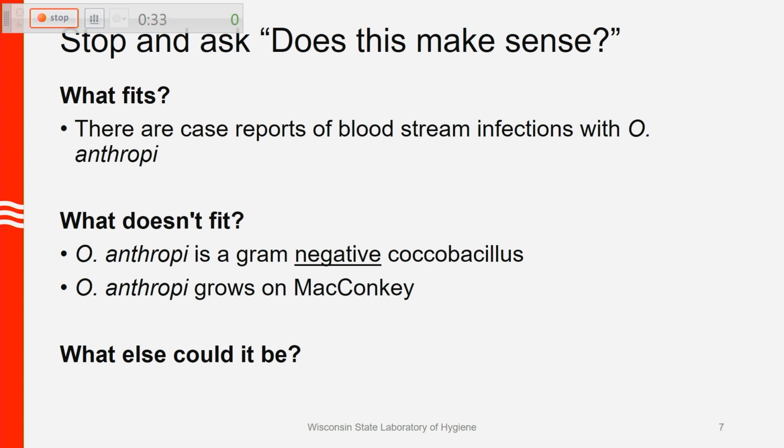What doesn't fit? Well, O. anthropi is a gram-negative coccobacillus, and the gram stain was gram-positive. And O. anthropi grows on MacConkey. There was no growth on the MacConkey plate. So what else could it be?